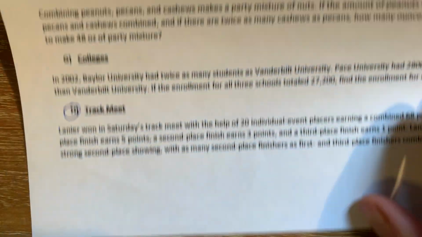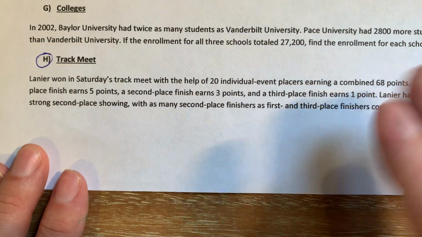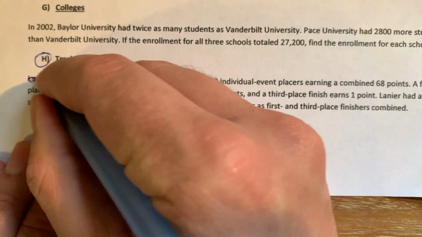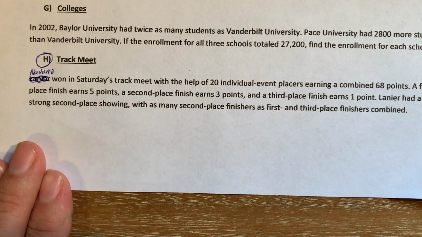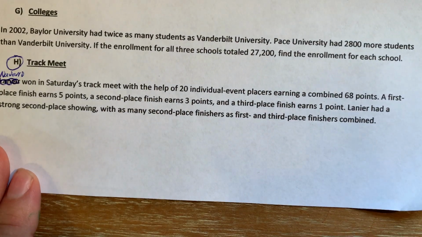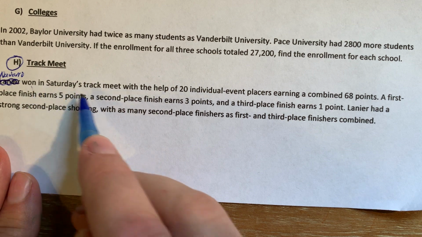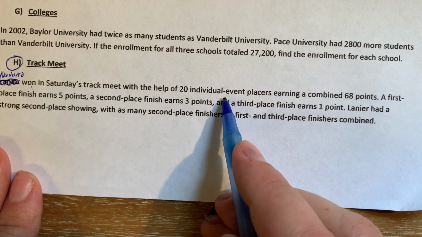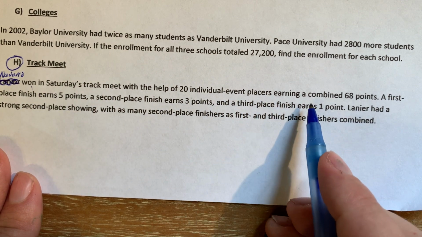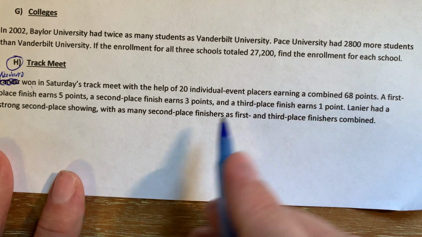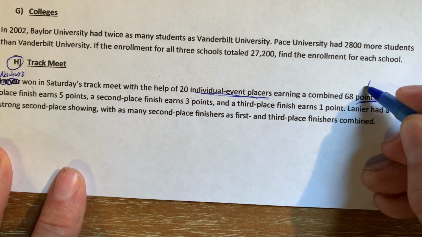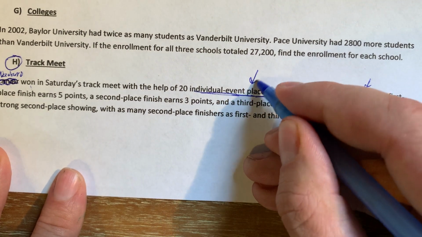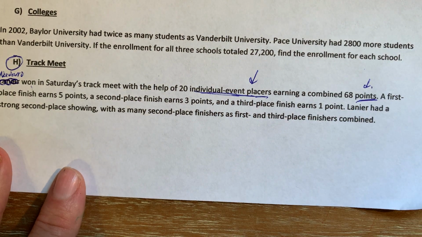All right, a track meet. Oh man, I need to update this to say Navarro. So embarrassing. Obviously, I made this when our school was still called Lanier. Navarro won in Saturday's track meet with the help of 20 individual placers, earning a combined 68 points. So I'm not clear yet if it's going to be the placers or the points. I could see the variables being about how many people ran or how many points.